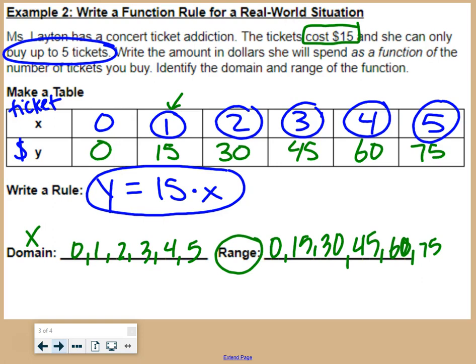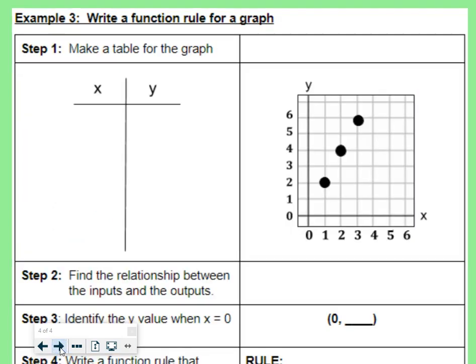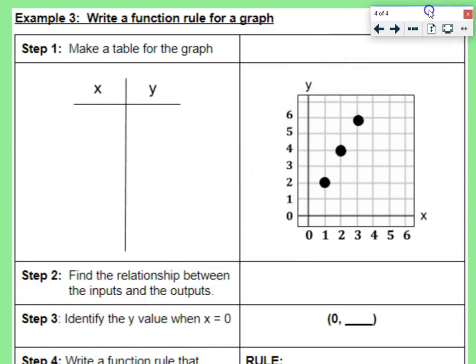All right, go ahead and flip your paper over to our last example problem. Write a function rule for a graph. So this time we're given a graph, which is right here. We want to write a function rule for that. So the first step is to make a table for the graph.